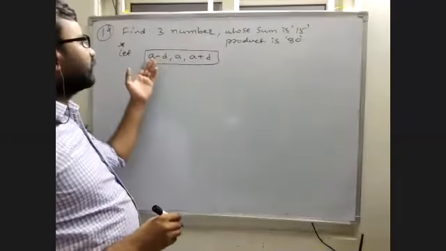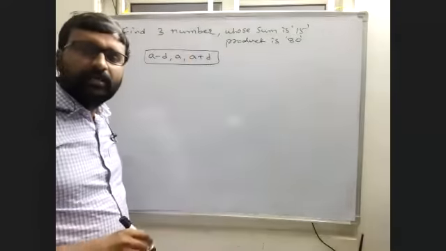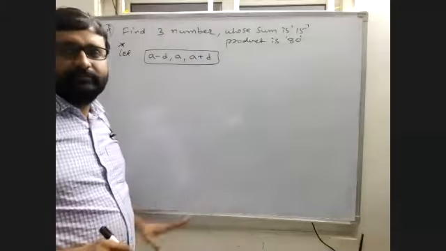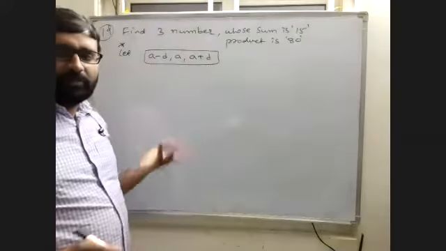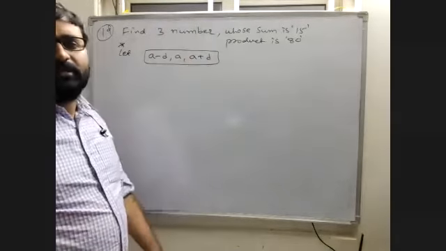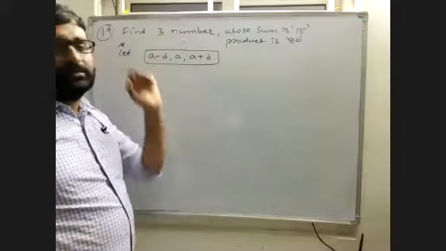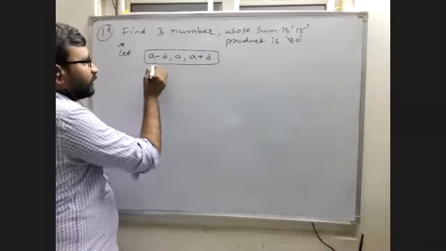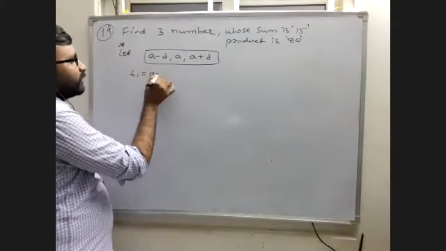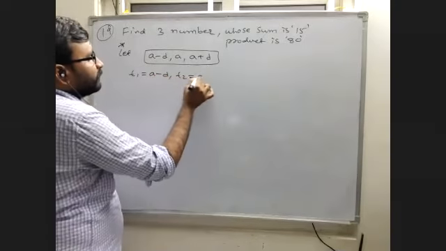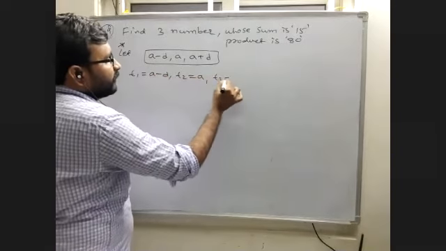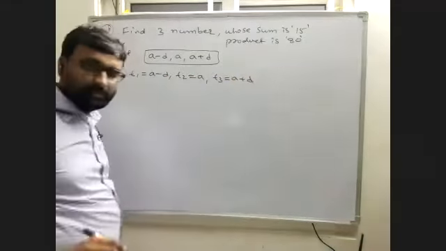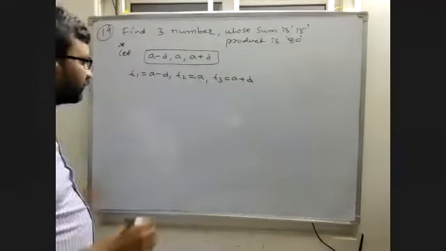So now a minus d, a, a plus d are in AP clearly. So what is a, what is d, we have to know. Then we can solve easily. We can find the three numbers easily. Here given, see these three are in AP. What is the first term? A minus d. What is the second term? A. What is the third term? A plus d. These three are the terms given.